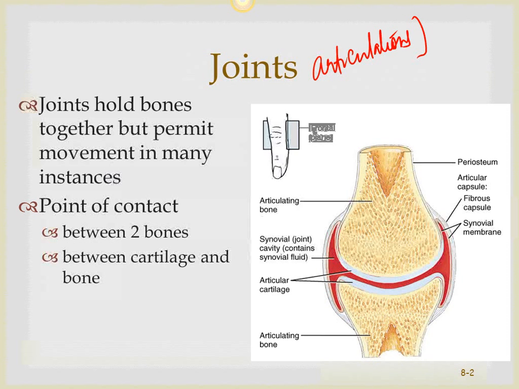And you will find that in many joints movement is allowed, in some of them no movement is allowed, and then we call them immovable joints. So the point of contact is usually between two bones, but sometimes there could be cartilage and bone. So the articulation could be between cartilage and bone, and one example is the wrist joint. When we look at that, I'll show it to you.